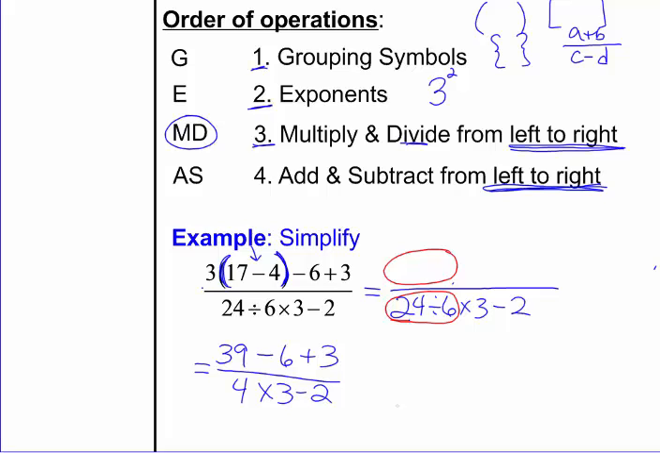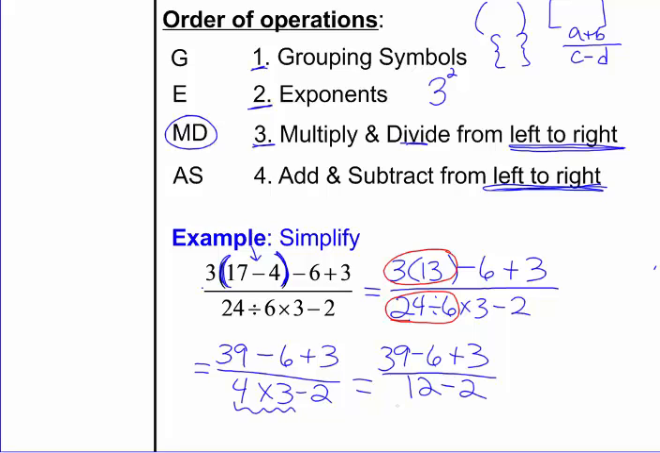So that's an example of where I did one thing on top and one thing on bottom at the same time. Now we still have a multiply, so I'm going to finish up the multiply on the bottom. So we have 39 minus 6 plus 3 on top. And on the bottom, I still have this multiply, so 4 times 3 is 12 minus 2.